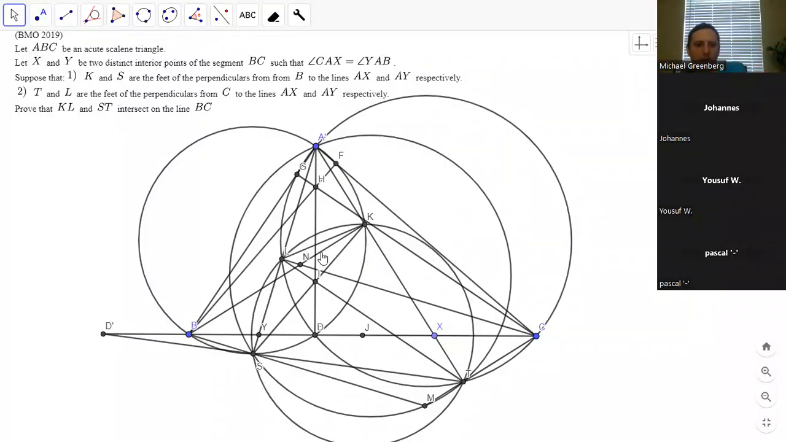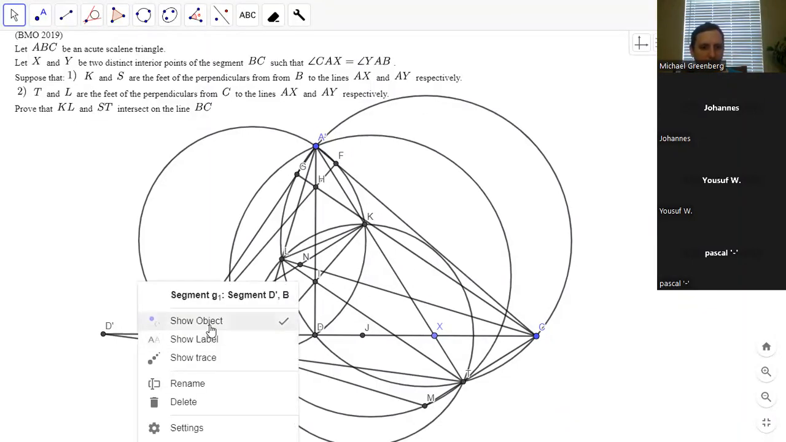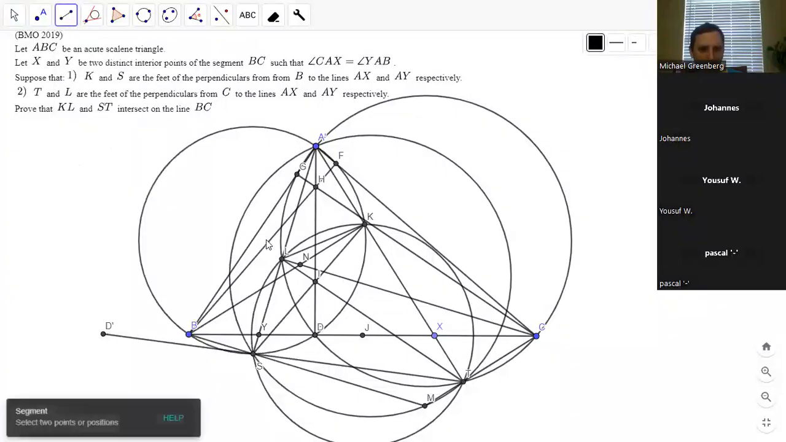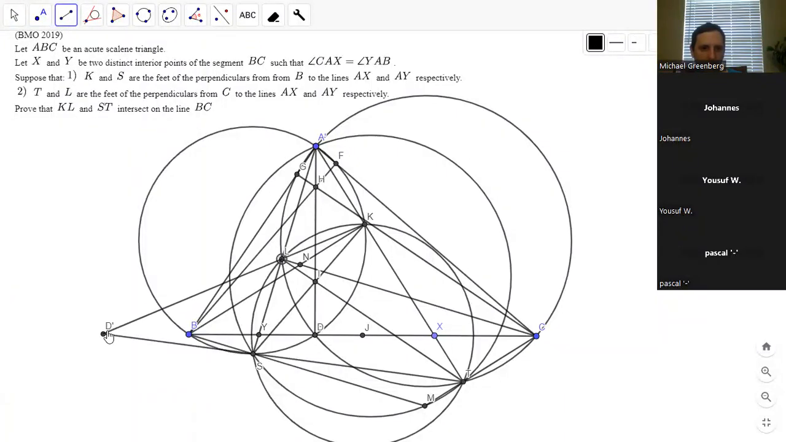Okay. But yeah, awesome. Maybe I was just thinking, basically, if we can show, what if we try using Brocard's theorem? So let's try that. So we know these intersect.